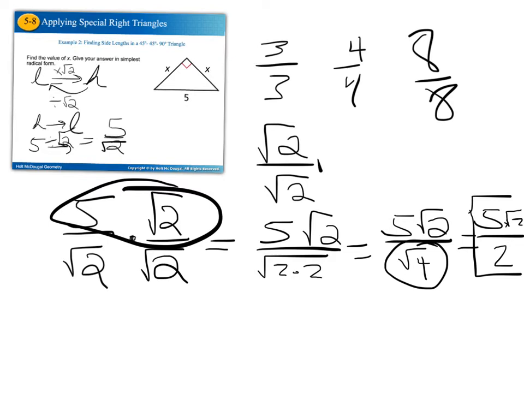So again, when they give you the side, you just multiply by square root of 2. When they give you the hypotenuse, you have to divide by square root of 2. And then if you have a square root in your denominator, you have to go back and multiply to get it out of there.